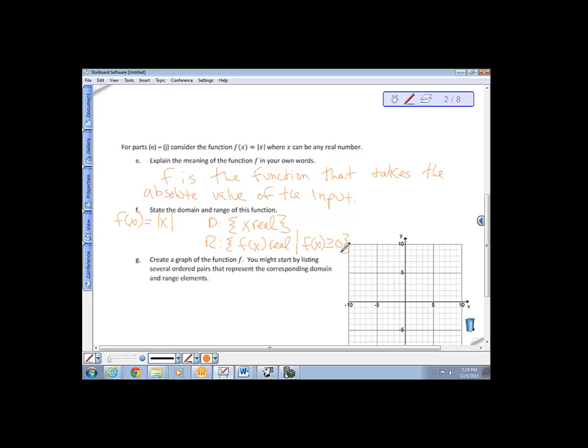Because, again, the absolute value is a distance. And distance is not negative. You can have distance of 0. You could have distance of pi. You could have distance of square root of 2. You could have distance of 12 feet, whatever. But you can't have distance of negative 12 feet.